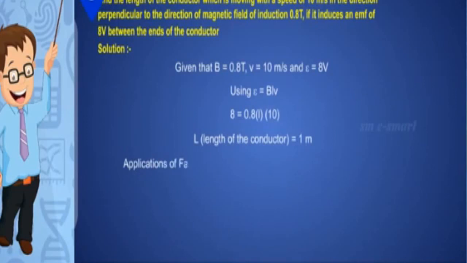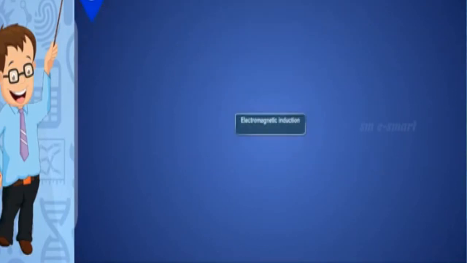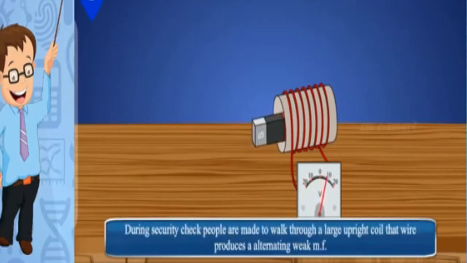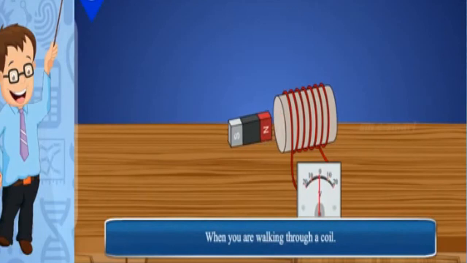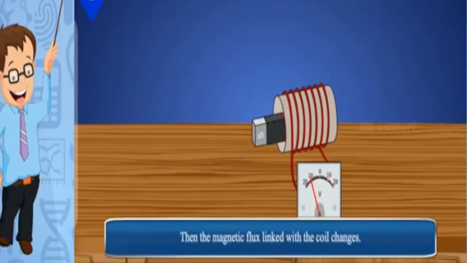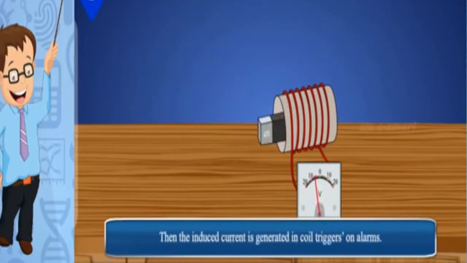Applications of Faraday's law of electromagnetic induction. Electromagnetic induction is all around us. You might have seen that during security checks, people are made to walk through a large upright coil. That wire produces an alternating weak magnetic field when you are walking through the coil. If we carry any materials made of iron, then it behaves like a magnet, and a magnetic field is developed around it. Then the magnetic flux linked with the coil changes. Then the induced current is generated in the coil, which triggers the alarm.